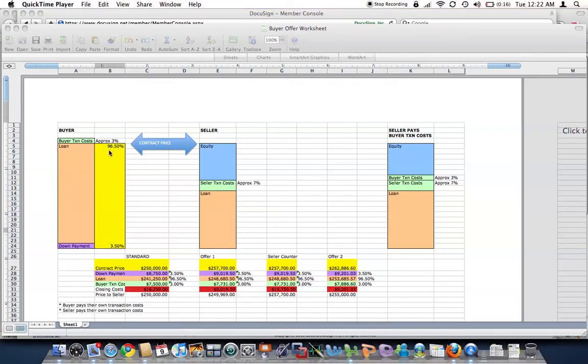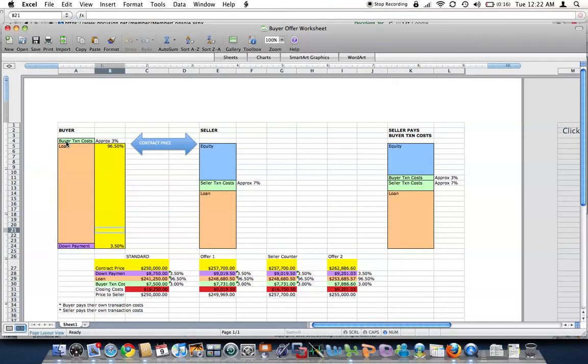Anytime you see this yellow section with the contract price, it's comprised of two components: the down payment required by the lender and the loan amount. In addition to that, there are buyer transaction costs. Closing costs are the sum of the buyer transaction costs and the down payment. So let's put some numbers to that.